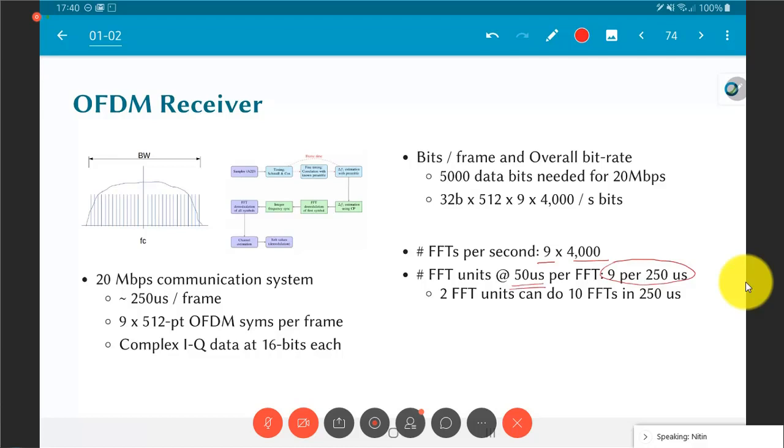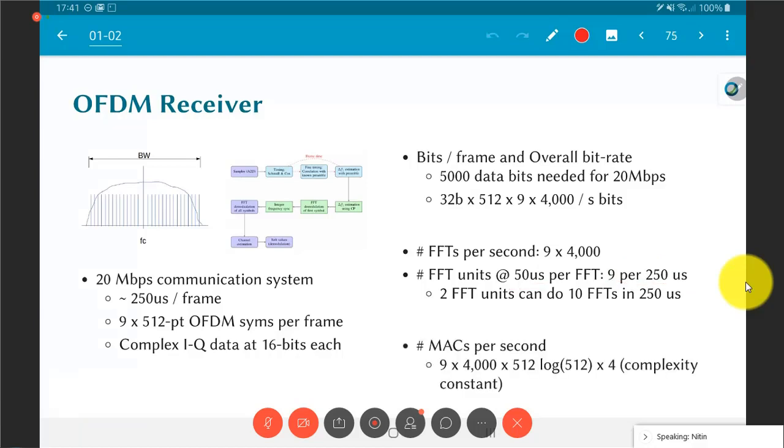computations within 250 microseconds. And if I had two such units, I should be able to do 10 FFTs within 250 microseconds. So what this tells me is that in this way, I can start budgeting, I can start creating an estimate of how much hardware I will actually require in the final design.